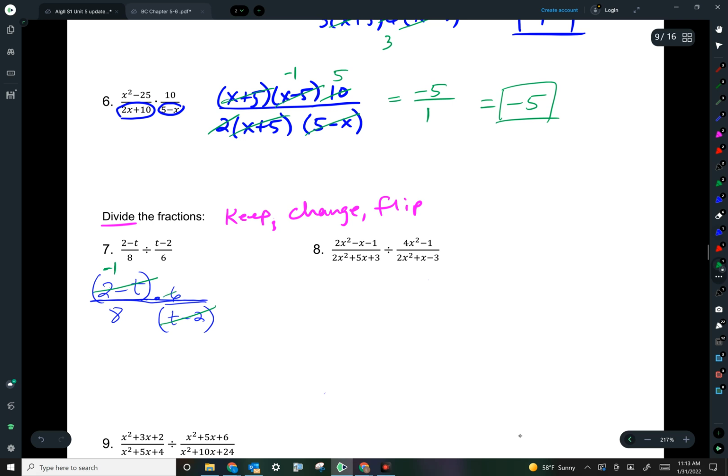6 over 8, doesn't 2 go into both of those? So 2 into 6, and then 2 into 8. And so what I have left on top is negative 3, and what I have left on bottom is 4. Okay, so keep, change, flip.